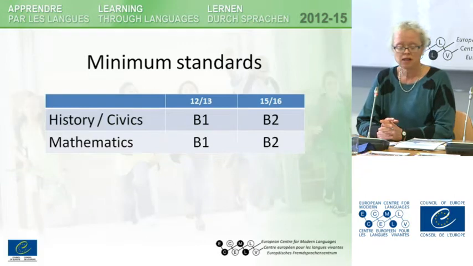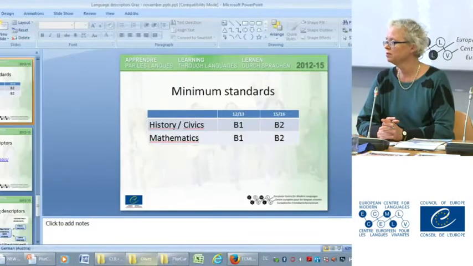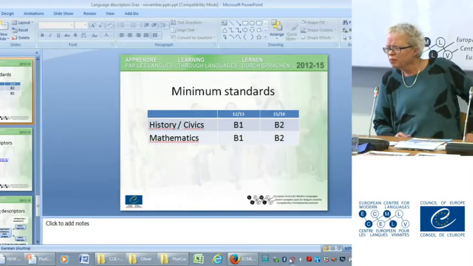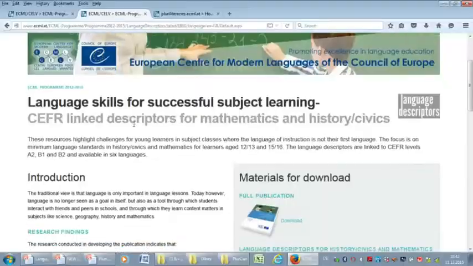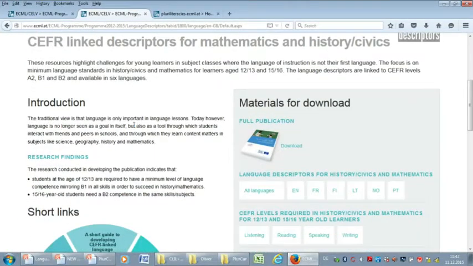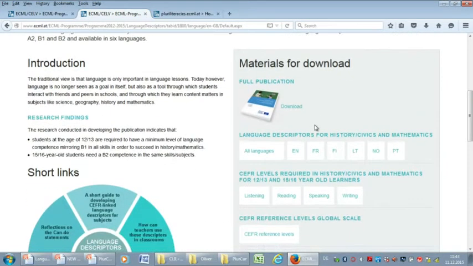Yeah. And then I think we'll go to our website. In our website, you can find the whole publication, which could be downloaded. The publication tells you about the background for the study, what we did, our results, and it also includes the language descriptors.